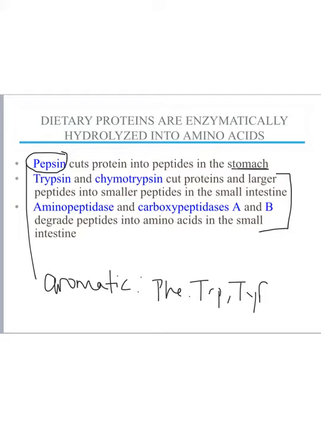Now, obviously, when we are making cuts in these proteins to cut them down into peptides, we're denaturing those proteins, which leaves them open to even more enzymatic degradation as they travel through the small intestines and are further processed.